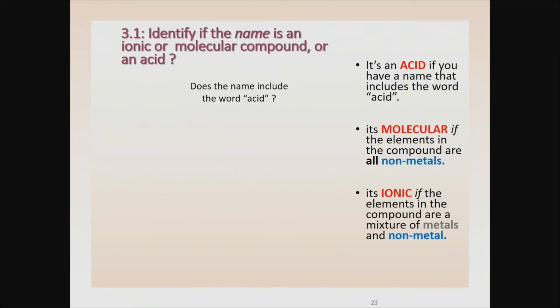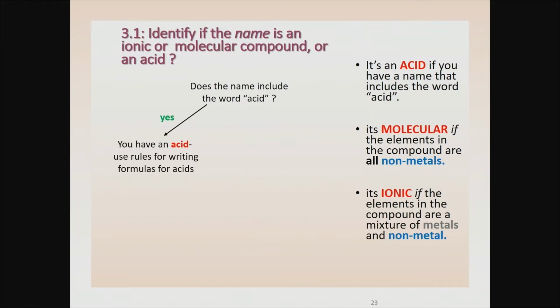Okay, so here I've sort of drawn out a flow chart on how to figure out if you have a name for a compound, whether you're going to use the acid rules for figuring out the formula, the molecular compound rules for figuring out the formula, or the ionic compound rules for figuring out a formula. So what you have to first do is just look at the name of the compound. And the first thing you need to do is check if the word acid is in that name. And if the word acid is in that name, then what you do is you write a formula using the rules for figuring out the formula for an acid.